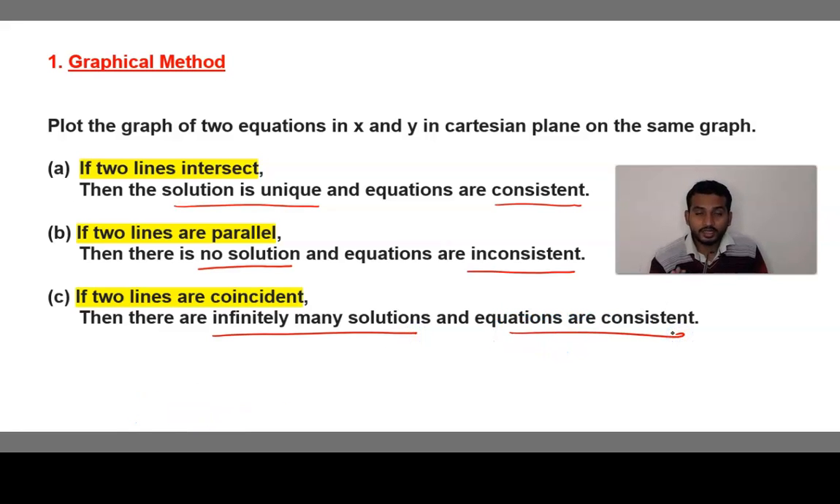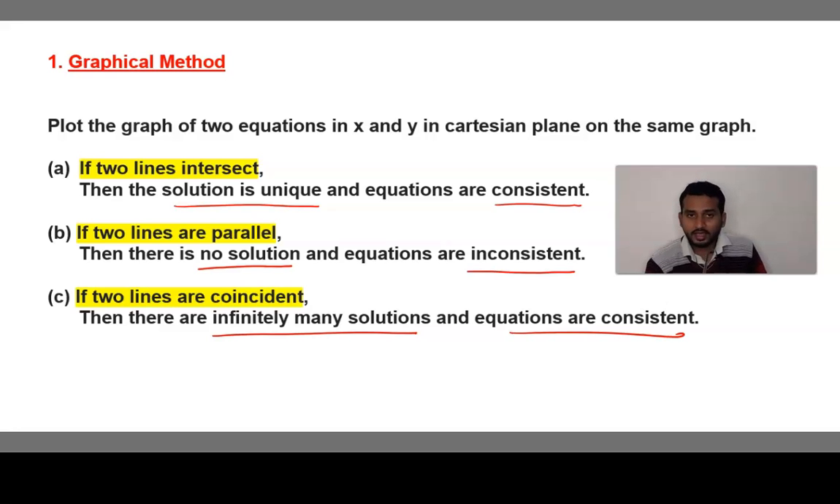So in the graphical method we have three conditions. The first condition is if two lines intersect, then what is the condition of the solution? We get a unique solution. Unique means only one solution, only one answer. Solution means answer. The solution is unique and the equations are consistent. If two lines are parallel, then there is no solution and the equations are inconsistent. If two lines are coincident, then there are infinitely many solutions and the equations are consistent.